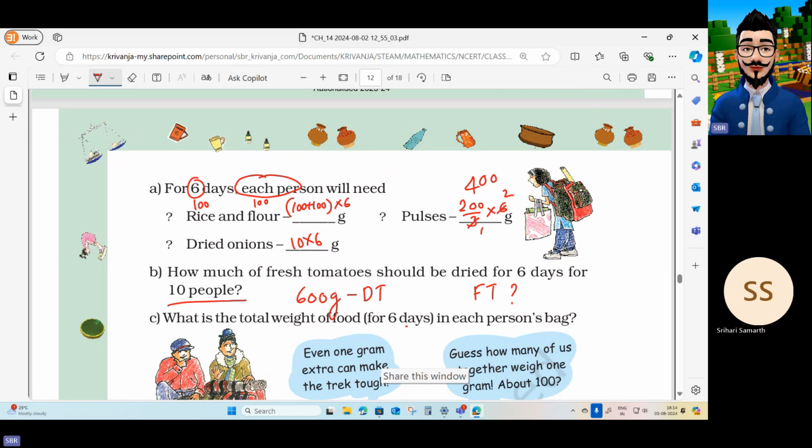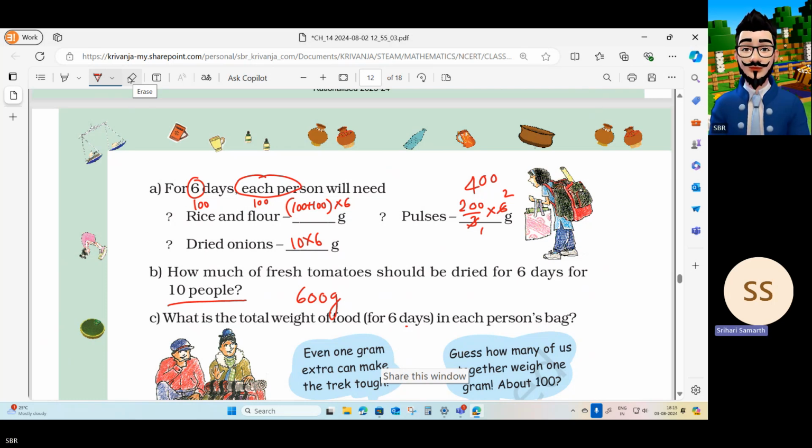6,000 grams. Correct. I thought 6,000 grams of fresh tomato is what is required, but I'm asking you, how did you solve it? Every time I can't repeat this. First, I want to know how you came to it. Did you guess it? I don't want guessing, because every time you cannot guess. That is why I keep asking you, how did you solve it? What numbers did you multiply? What numbers did you divide? First tell me that and then give me the final answer.